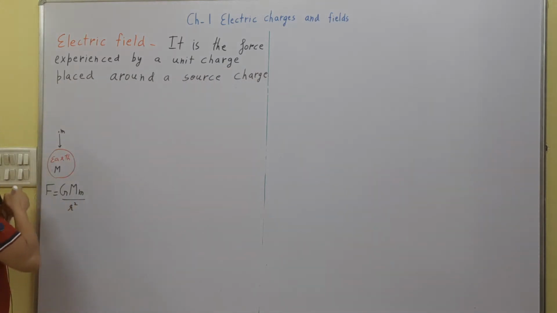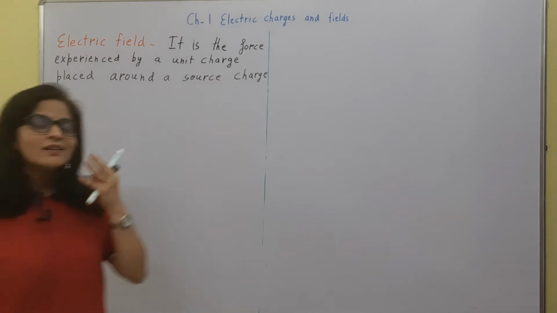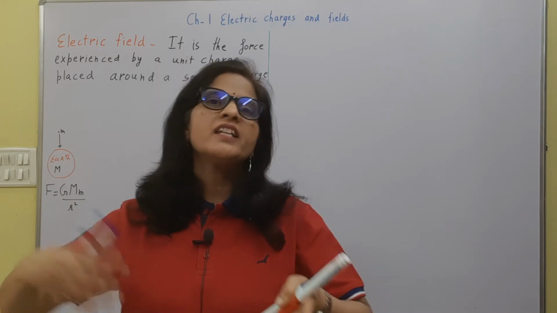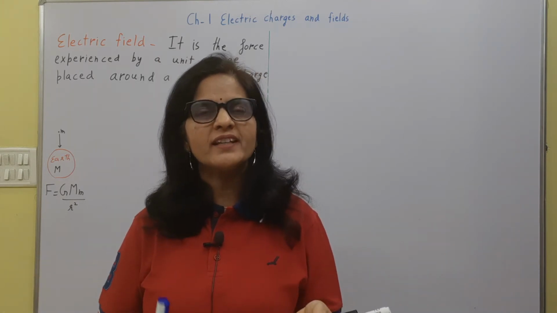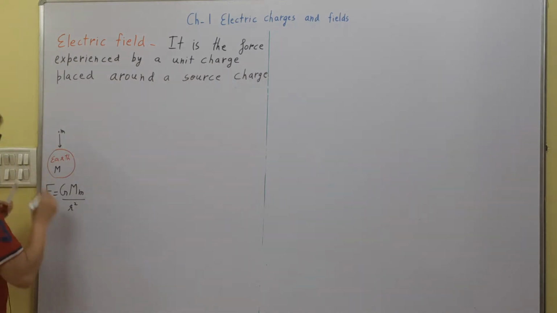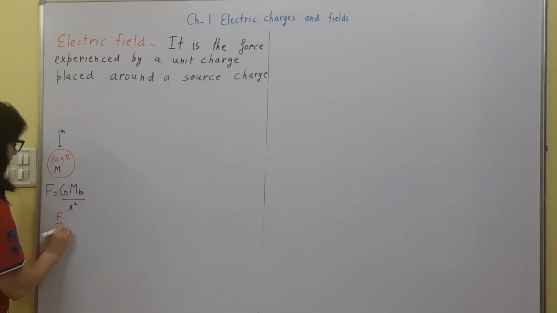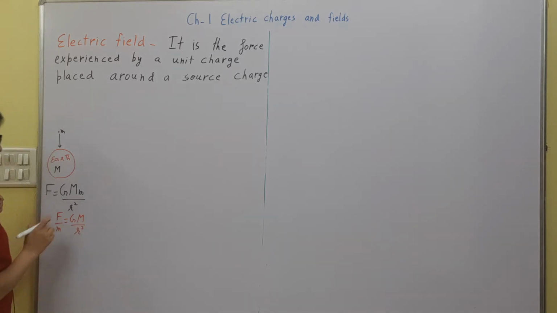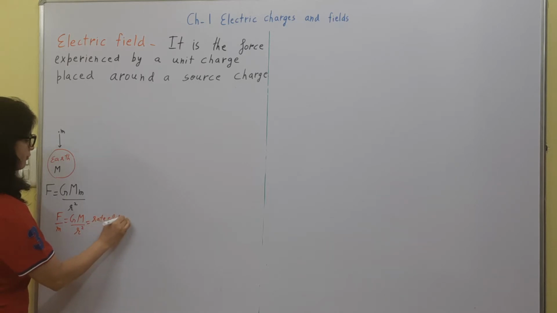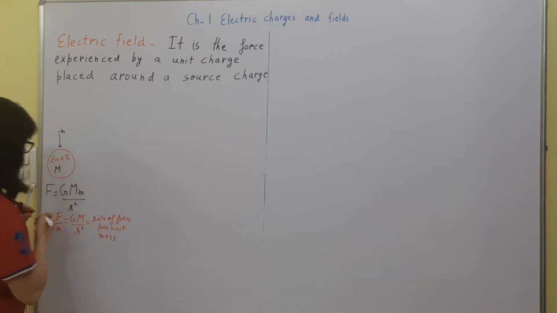So, here if I want to know the rate of the force exerted by earth on any object, I'll find it by dividing this force by small m. We will get the rate. So, we can say that this F per unit mass is G M upon r square. This is the rate of force per unit mass. This is for understanding only, right?